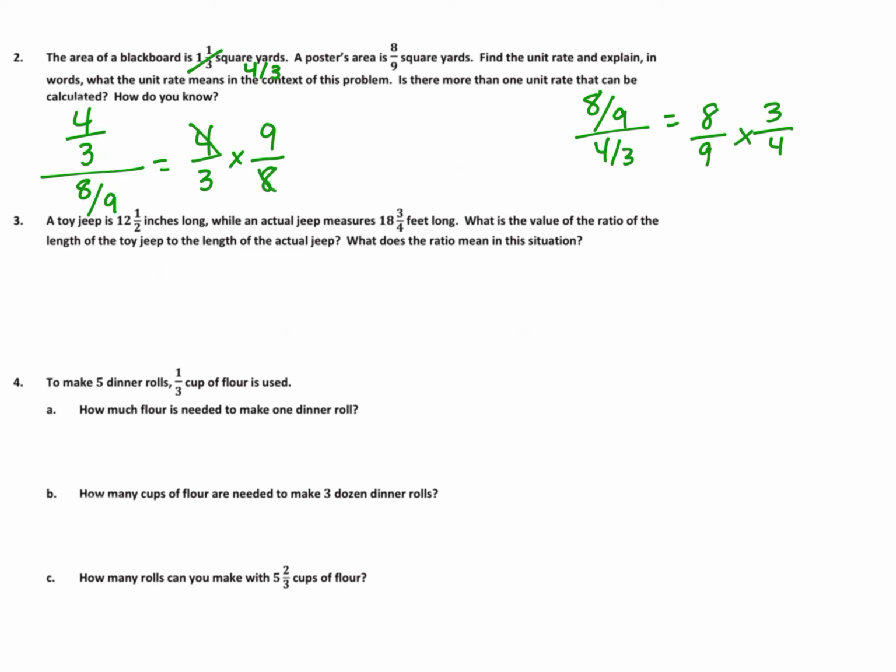Here, 4 and 8 have a common factor of 4. Oh, that should be a 2. And 3 and 9 have a common factor of 3. So this is 3/2. But if we look at this one, we get 3 and 2, and then we end up with 2/3. So there are two unit rates.